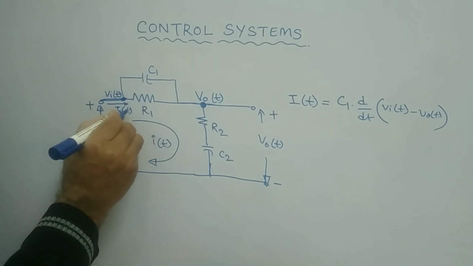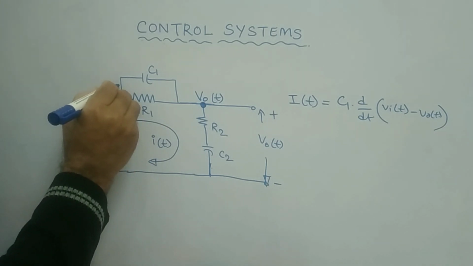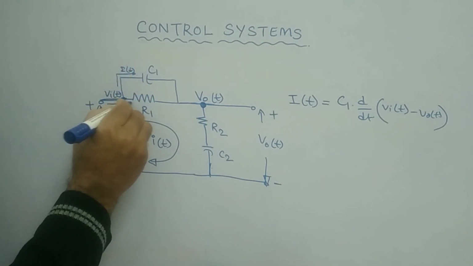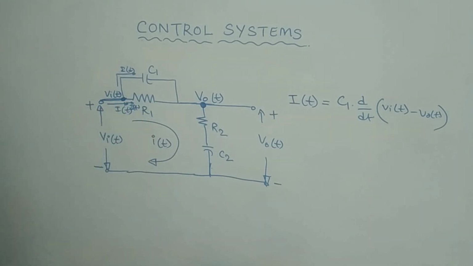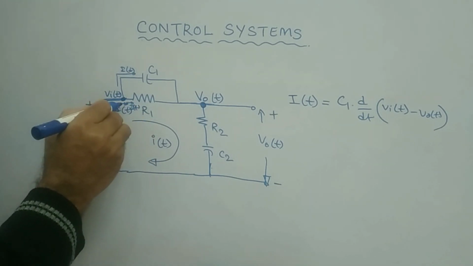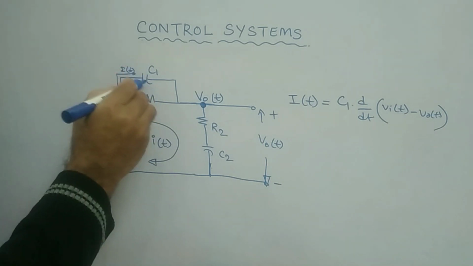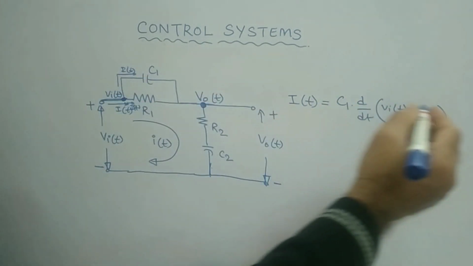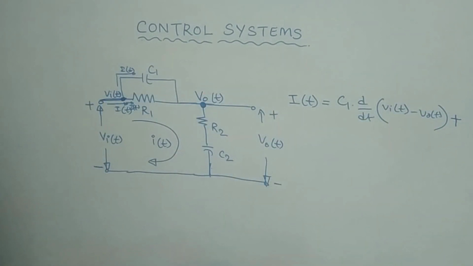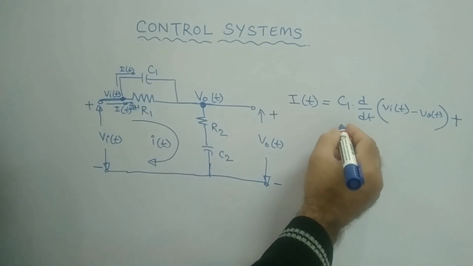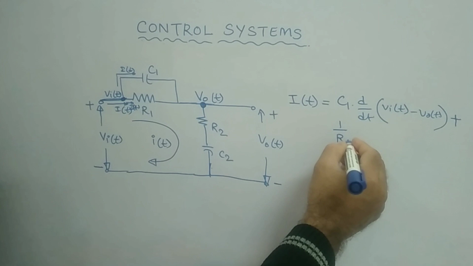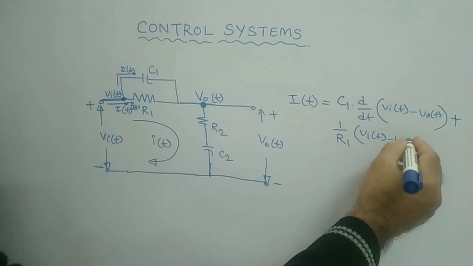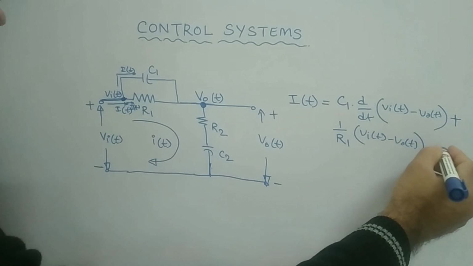So here I of t is the current flowing through this. I am writing the expression for I of t. I of t is equal to, from here, I of t. And what is this I of t? My total I of t is nothing but C1 into d by dt of Vi of t minus V naught of t, plus 1 by R1 into Vi of t minus V naught of t. You can call it equation number 1.